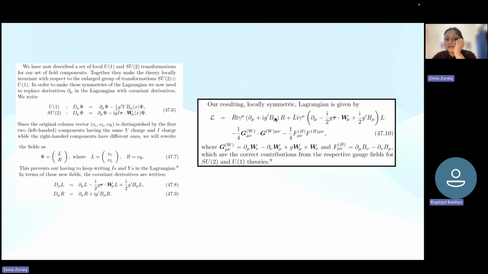So you can see that the right-handed particles have one covariant derivative, the left-handed particle has one covariant derivative, because the left-handed particle has both SU2 and U1, the right-handed particle only has U1. And these are the different field strength tensors in SU2 and U1. Again, why this has this form is because of field theory. You can go check about representation theory in last week's lectures.